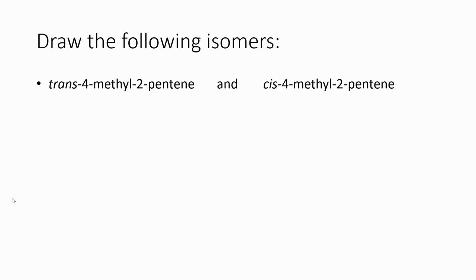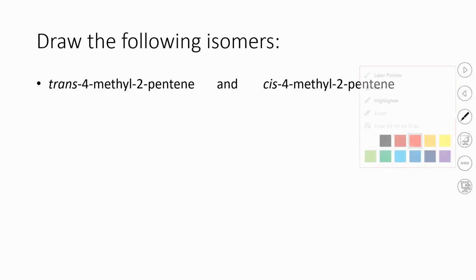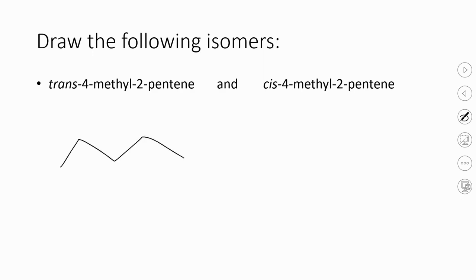So let's try this one. I'm gonna draw this one up here and you can tell me if this is what you got. So we have pentene. Pentene: 1, 2, 3, 4, 5. And then the 2 means the double bond's at the 2 position. And then we have a 4 at the methyl group. And so then this, it says trans 4, let's see. 1, 2, 3, 4. Okay. So we have a methyl group here.